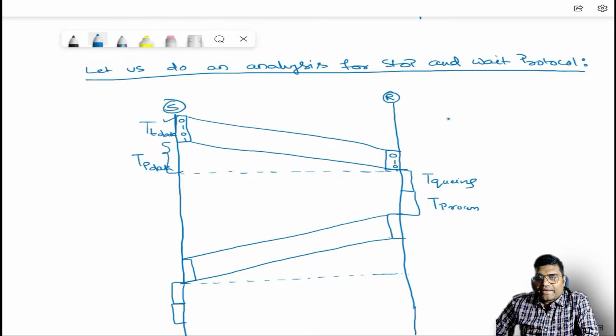After the data is processed at the receiver side, it will send the acknowledgement packet. Again, the delay for putting this acknowledgement packet in the transmission medium we consider as the transmission delay for the acknowledgement. The time taken for the acknowledgement to reach the sender side is called the propagation delay for the acknowledgement. After reaching, the sender will process this acknowledgement. Before processing, the acknowledgement will be in a queue. Likewise, this has a queuing delay and a processing delay.